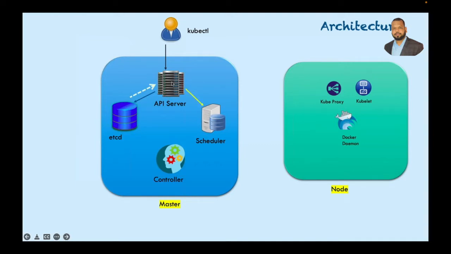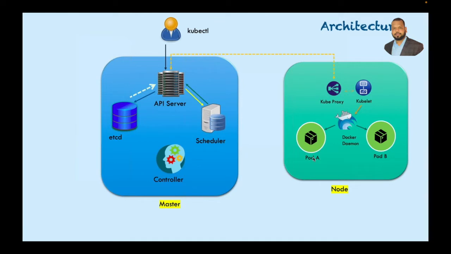Then the API server will send a request to the scheduler. The scheduler will just get the information about what needs to be done, then sends it back to the API server. The API server then talks to the node using this kube-proxy. Then the kube-proxy will talk to this kubelet. Kubelet is nothing but an agent. And then that agent will talk to the docker daemon. The docker daemon is responsible for creating the containers. That is called a pod in Kubernetes.